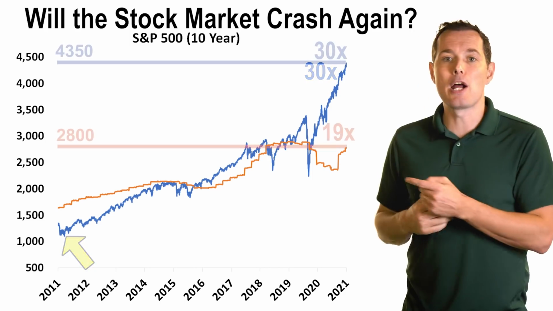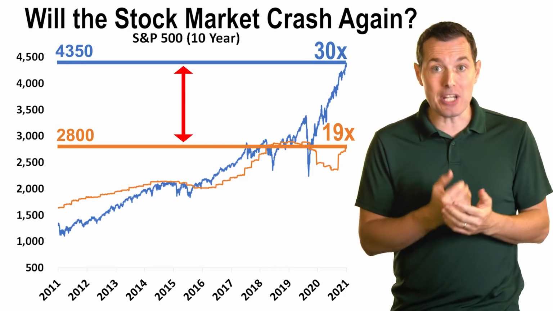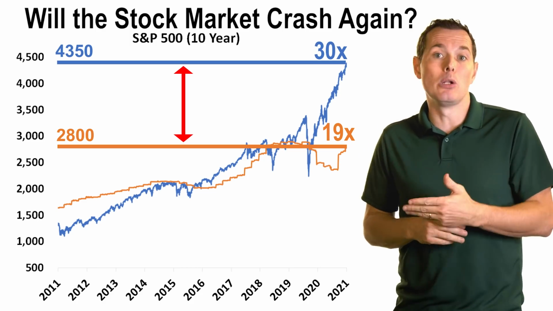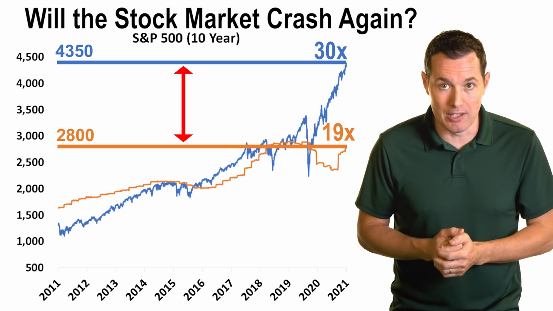Now, with the most recent time period, we can see that there's a huge gap between 19x and 30x. So, according to the stock market's own history, the stock market should be closer to 2,800 right now, which is obviously much lower than the current level.